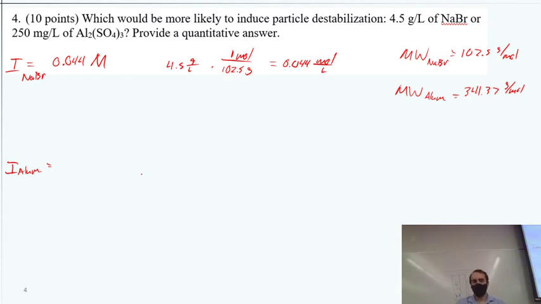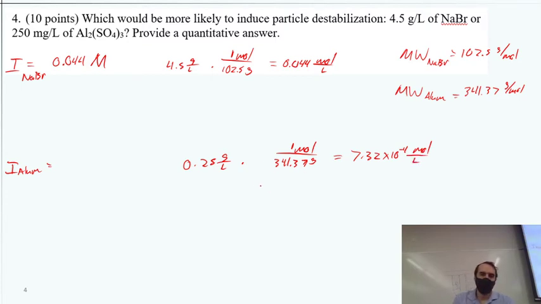We can do alum likewise. Here, I'm just going to shortcut a little bit. We have 0.25 grams per liter. We can multiply that by 1 mole of alum per 341 grams of alum. This gives us 7.32 times 10 to the minus 4th moles of alum added per liter.